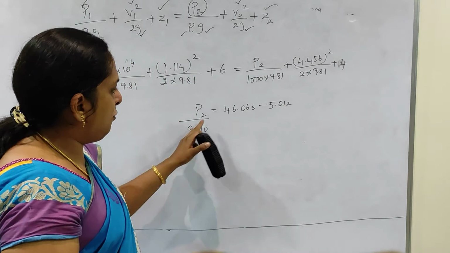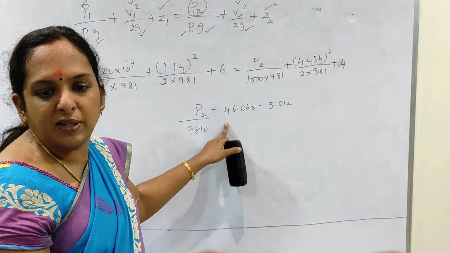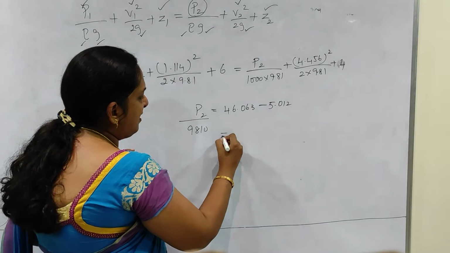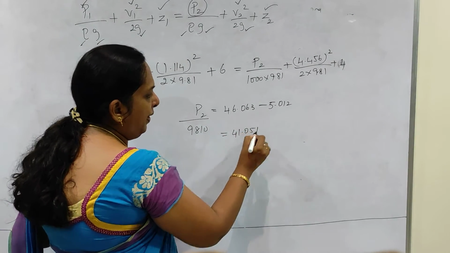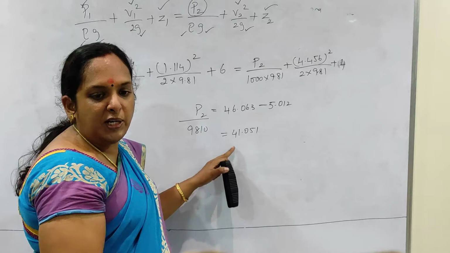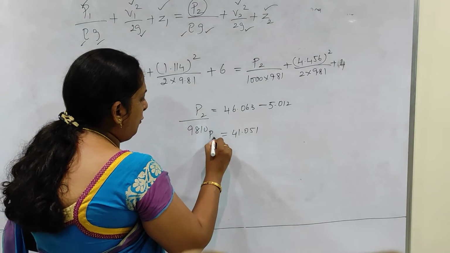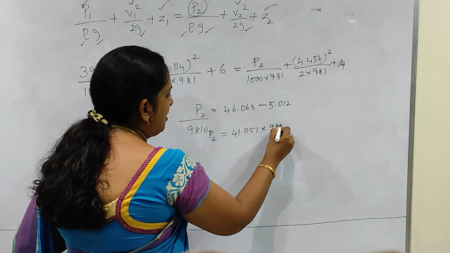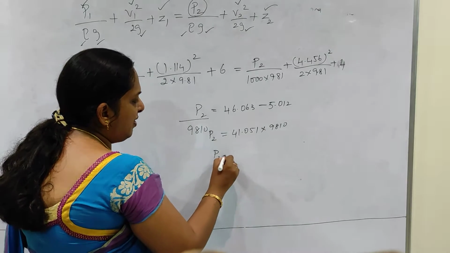Okay, so I am going to get this answer and multiply it with this. What is this answer? It is 41.051. So I have got the value of 41.051. So what is my P2? P2 is this into 9810. That's all. It's a very simple thing.